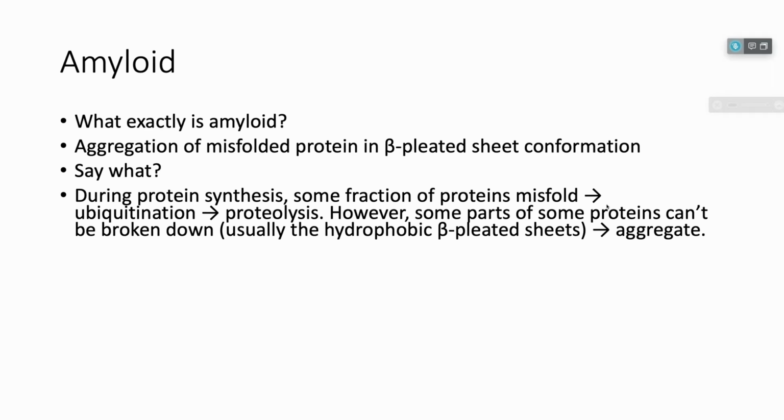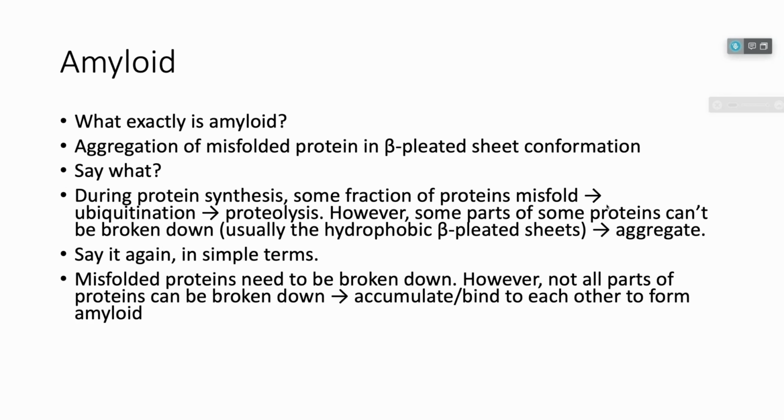And it kind of makes sense, right? Because if something isn't soluble, if something isn't dissolved in the blood or in the cell, it would make sense that a protein wouldn't be able to degrade it. Something that's solid, inside of the cell. So in simple terms, a misfolded protein is ubiquitinated and needs to be broken down. However, not all parts of the proteins can be broken down. Those parts that can't be broken down will accumulate and bind to each other to form amyloid.